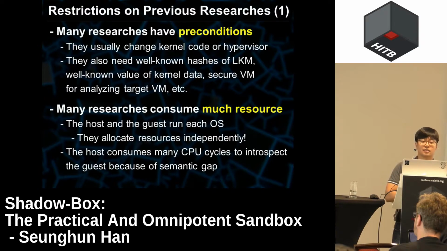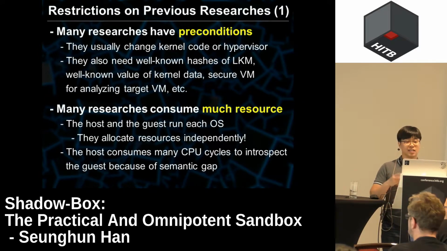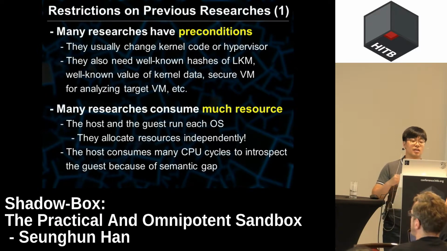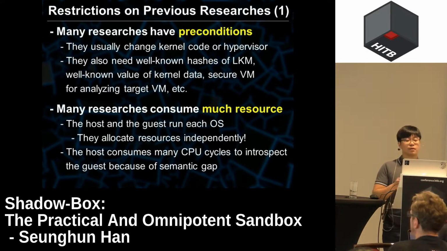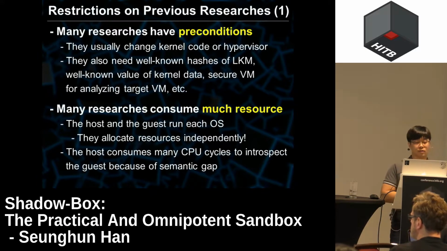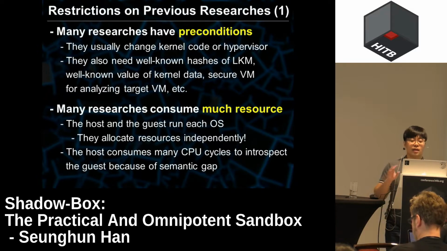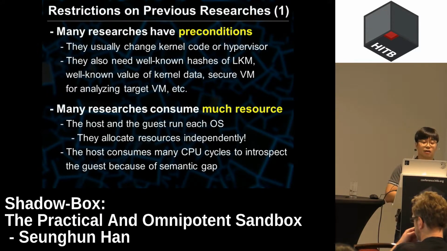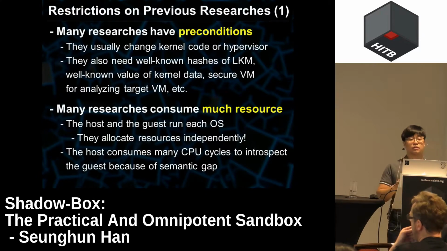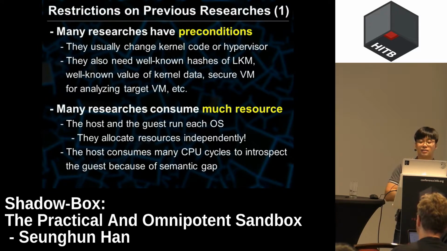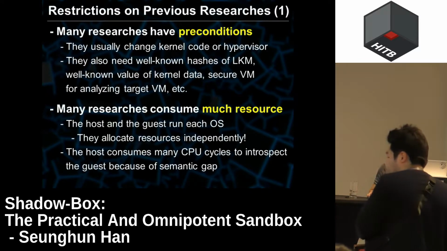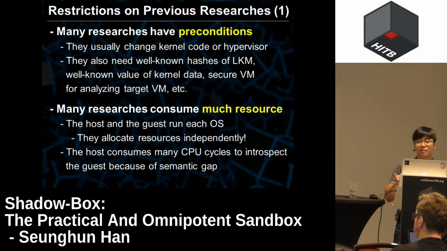Second, many researches consume much resource. They run OSes in each world and consume many CPU cycles to introspect the guest because of the semantic gap. The semantic gap comes from the gap between the logical address of the guest and the physical page of the host. The host can only access physical pages of the guest. Therefore, if the host wants to introspect a guest object, the host should convert the guest logical address to a host physical page. This behavior causes many table traverses and consumes much resource.